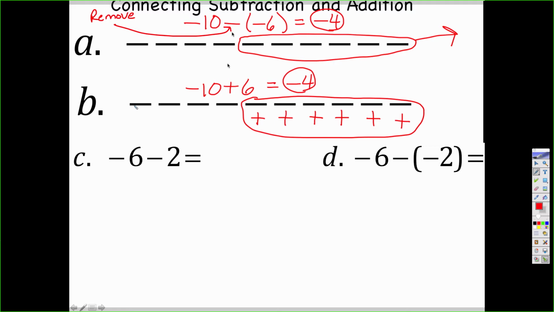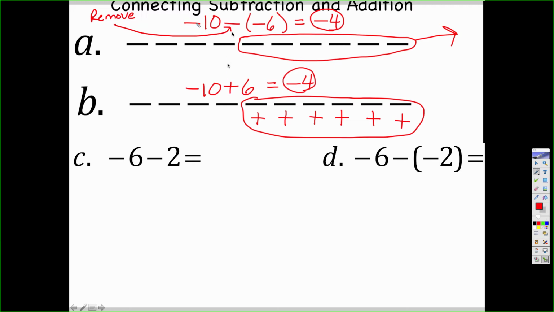And now if I start with the same 10 negatives, and this time I add +6, so I'm going to write 6 positives. 1, 2, 3, 4, 5, 6. My answer is the same, -4. Okay. So these problems are connected together. This is the subtract version, this is the addition version, but they're both the same problem.